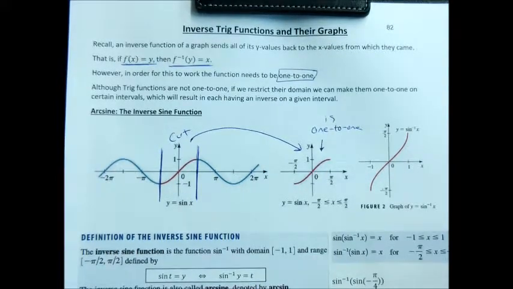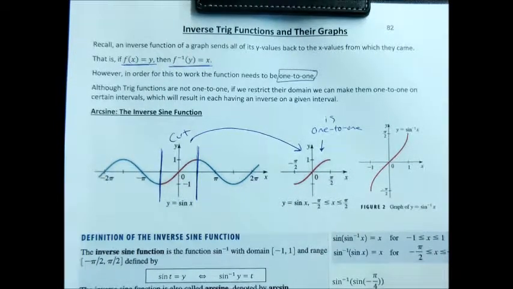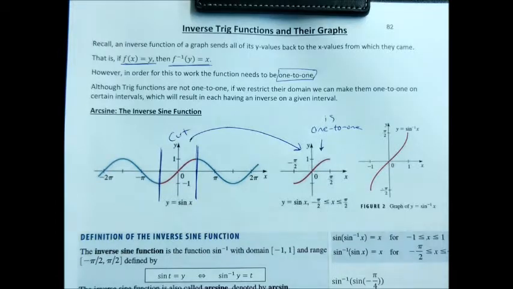Yeah. It does look like an odd function, and that's because sine is odd. Let me take out that part of the notes real quick. We kind of barely touched on it in one of these sections.